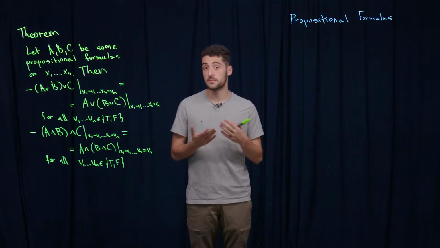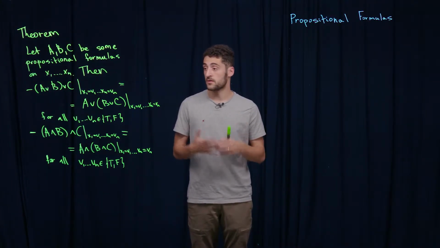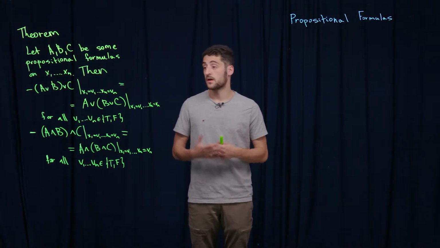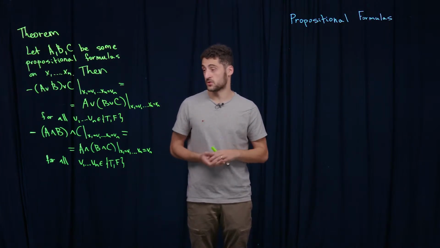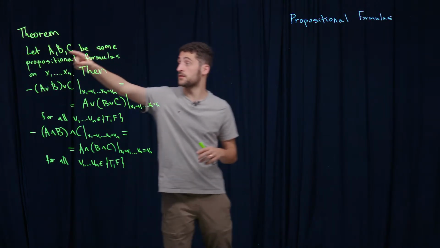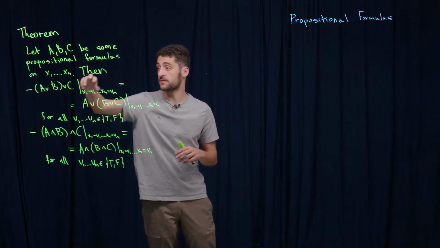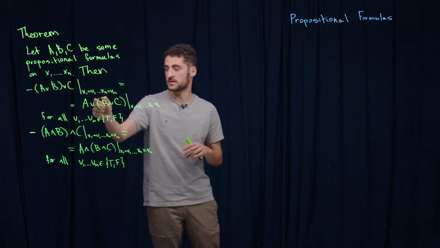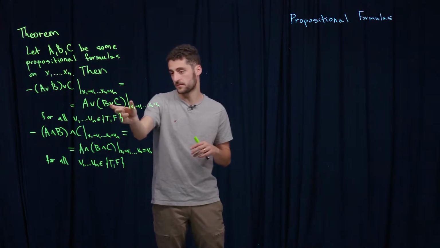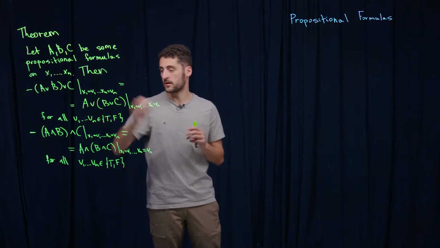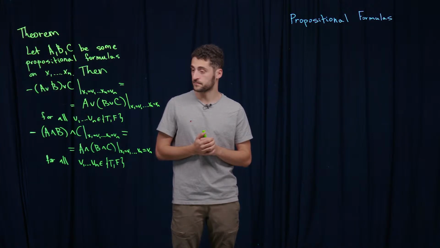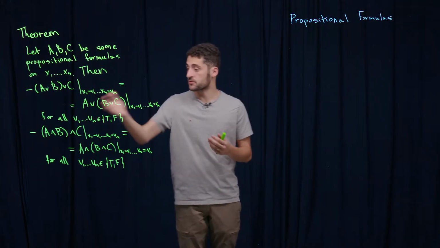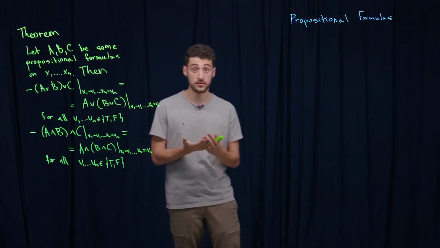Let's prove some simple theorem about the formulas. For example, we can prove that the formulas are kind of associative. In other words, if you have three formulas, A, B, and C, on the same variables, then (A or B) or C is the same as A or (B or C) for any values of v1 to vn. And the same can be proven for AND. How can we prove this?